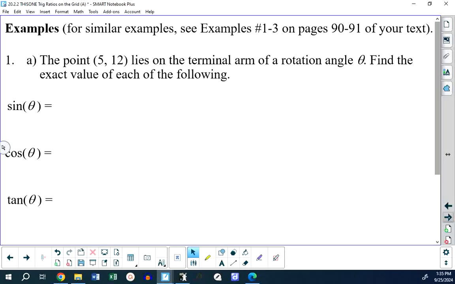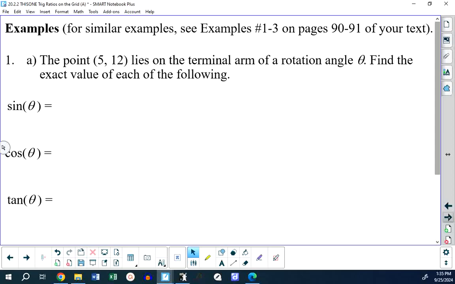So let's look at some examples. So you'll notice here it says for similar examples, I'm also directing you to similar examples in your textbook. So when you get to the assignment's pointing to these examples, but these examples are also pointing to stuff in your textbook if you need extra practice.